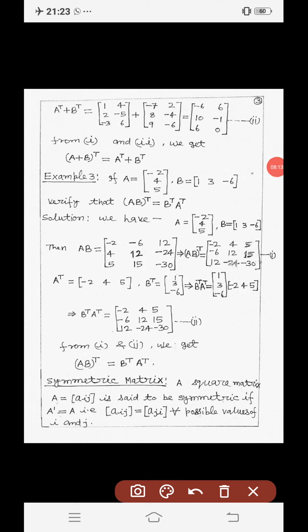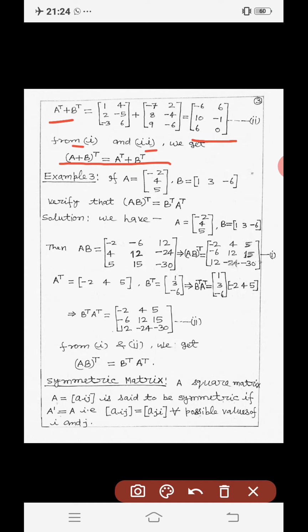Now A transpose plus B transpose equal to, we get -6, 6, 10, -1, 6, 0, meaning we are adding the corresponding elements of A transpose and B transpose. From 1 and 2 we get A plus B whole transpose is equal to A transpose plus B transpose.